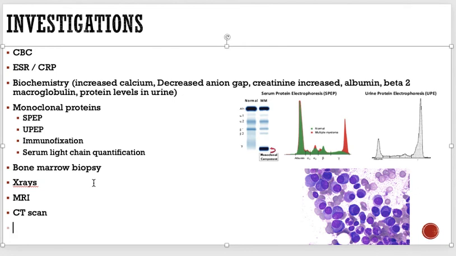So there is an International Myeloma Working Group criteria for diagnosis. For example, number one, if there is serum or urine monoclonal protein. Number two, if we find plasma cells in the bone marrow or a plasmacytoma. And number three, if we find CRAB. Okay. So this is one of the things.